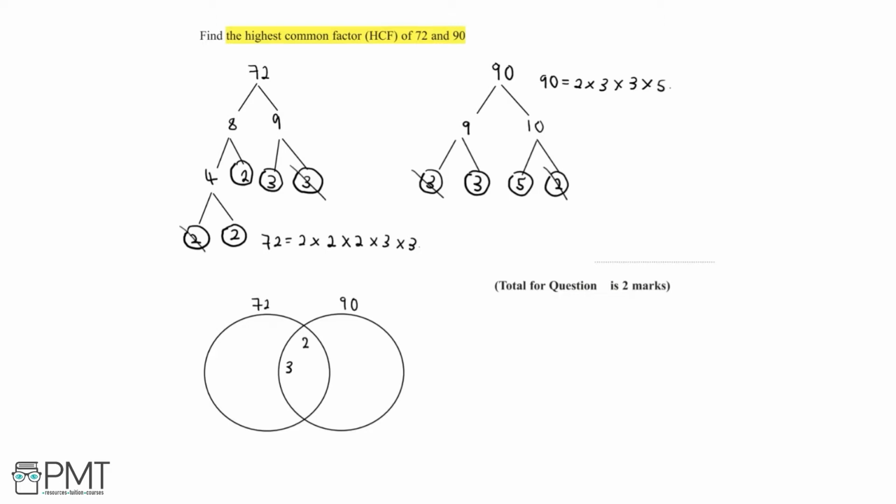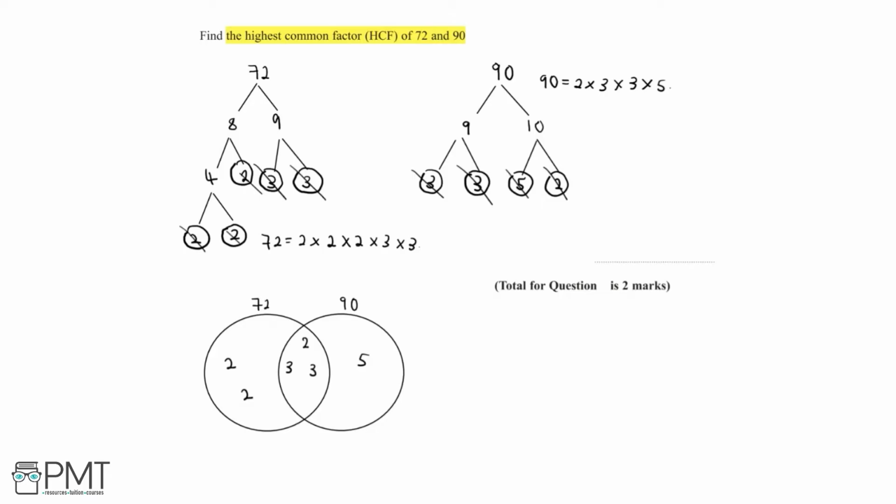And they also share another 3, which we can put in our intersection. Now the prime factors left on our factor tree for 72 is 2 and 2. Since 90 doesn't have any more prime factors of 2, the remaining prime factors of 72 are not shared, and so these just go in the section for 72. And in 90 we have 5 remaining. Well, 72 doesn't have a prime factor of 5, so this isn't a shared factor, and so 5 goes in the section for 90.